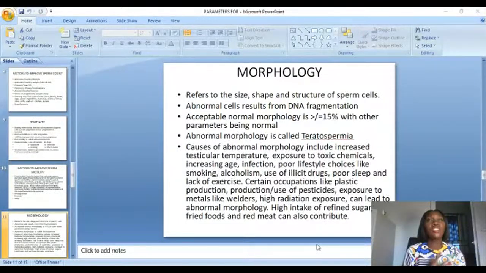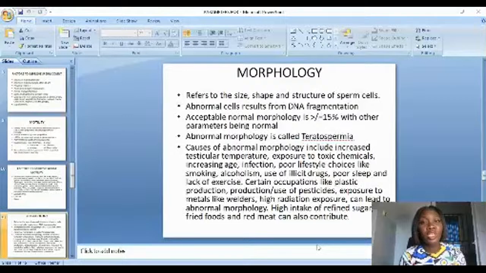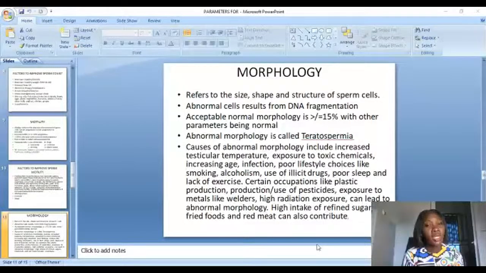When we have the DNA of the cell, once the DNA is fragmented, it can no longer give instruction as to what the shape, the size, or the structure of the cell should be. Once that happens, you have a differently shaped sperm cell. Okay? When we have morphology that is above 15%, with other parameters being normal, like your count is normal and your motility is good, we will not be worried, even if it is only 15% of the cells that have a good morphology. But lower than that, we will be worried. Abnormal morphology is called teratospermia, that is, wrong, bad shape. All right, alcoholism and use of illicit drugs, poor sleep, lack of exercise.